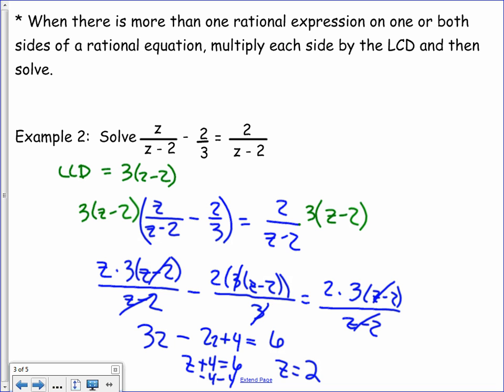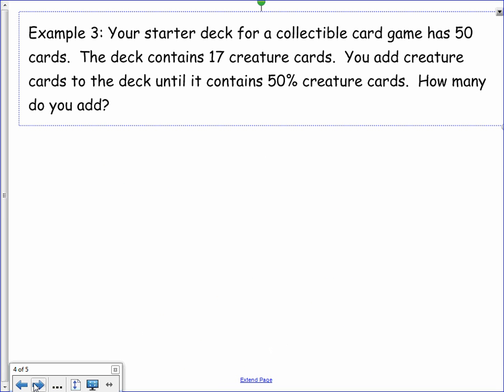If z is 2, then what do our denominators look like? Then we have a 0 for a denominator here and a 0 for a denominator on the other side, because 2 minus 2 is 0. We cannot have 0 as our denominator, so this would be an extraneous solution. So really there is no solution, because we can't have the denominators being 0, so we have no solution since the 2 is an extraneous solution. So that may happen sometimes.